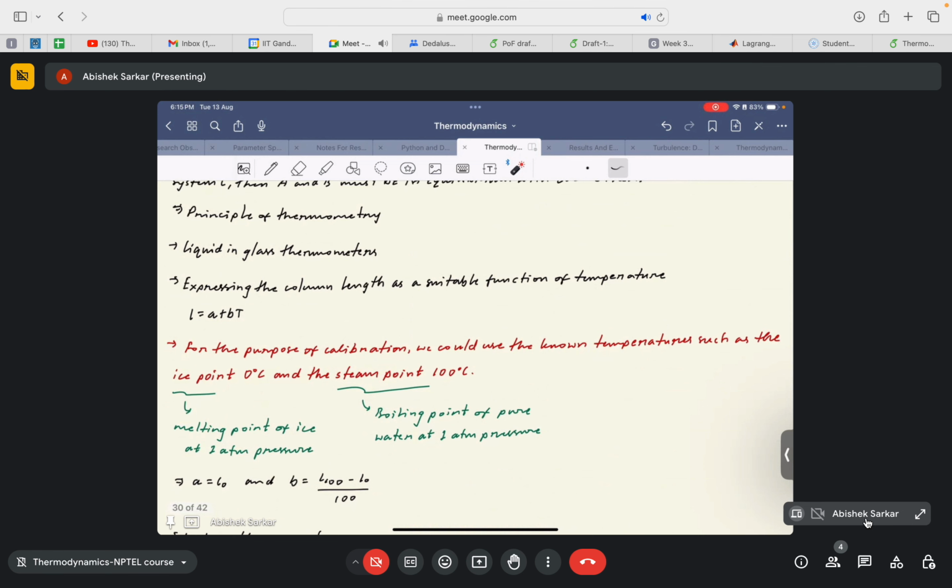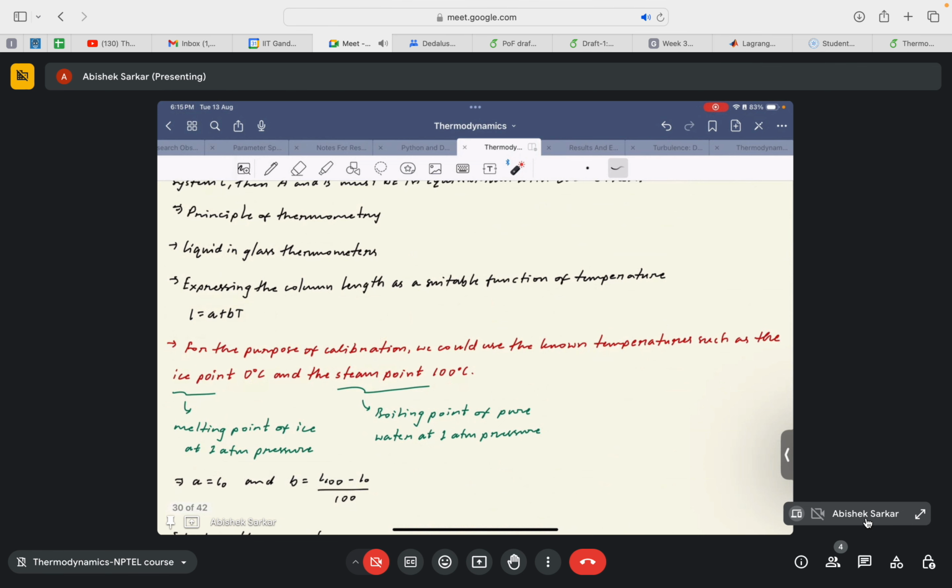If we know the value of the length at two different temperatures, then we can substitute the value of these temperatures for T in this equation, and we will get two different equations. Say L1 is equal to A plus B T1 and L2 is equal to A plus B T2. Then solve these two equations, get the value of A and B, and then you will get a linear relation between L and T, once you know the value of the constants A and B.